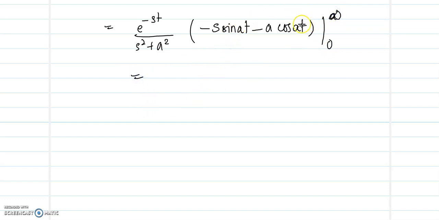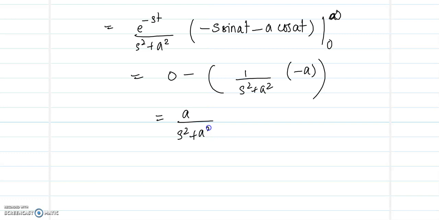So e power minus infinity, we will be assuming the case where s is greater than 0, so e power minus infinity will be 0. So at infinity we will be having 0, and at 0, e power minus 0 is 1, so 1 by s square plus a square, and at t equal to 0 we will be getting minus a. So that will be a by s square plus a square. So the Laplace transform of sin at will be a by s square plus a square, s is greater than 0.